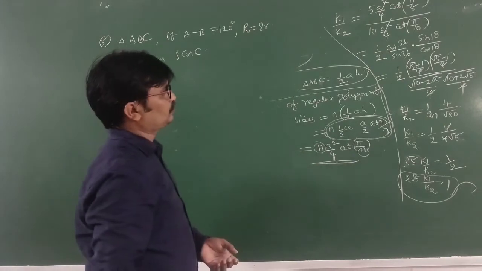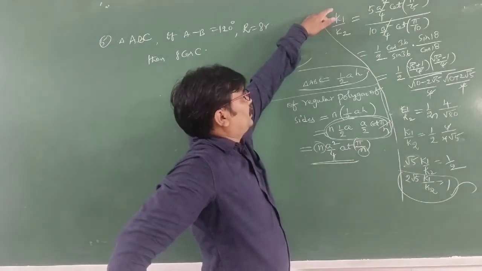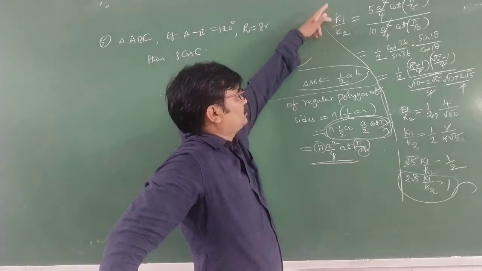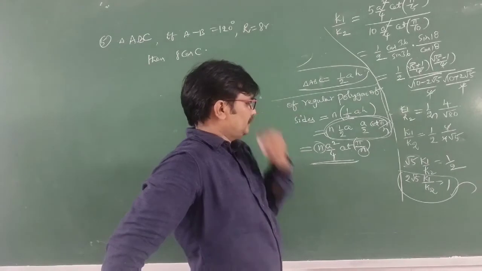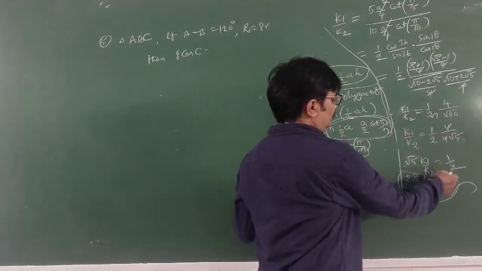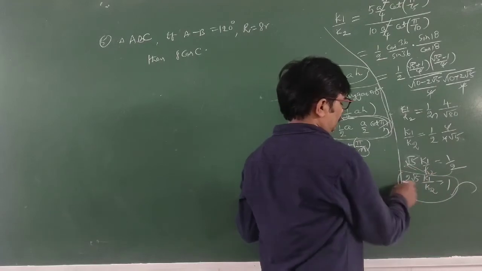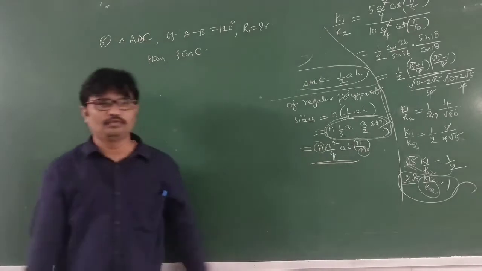So in the previous question, students, they were asking the ratio of the areas of the pentagon and decagon. So here we got root 5, k1 by k2 is 1 by 2. This will go to the other side. This is 2 root 2 into 5, k1 by k2 equals 1.